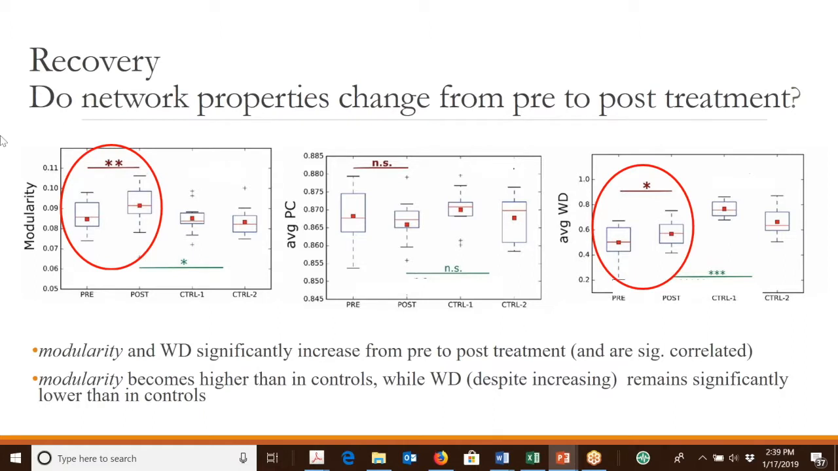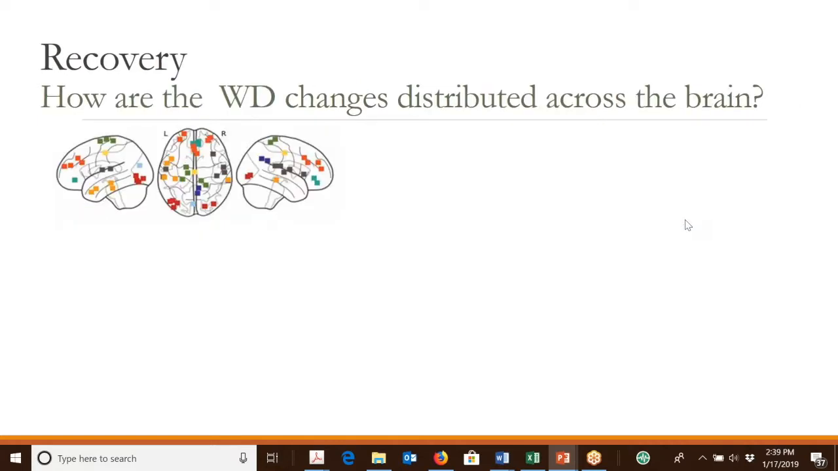And just to point out, the modularity levels after treatment are actually higher than they are in the control group. And the WD values, although they increase significantly, remain significantly lower than in the control groups, even after treatment.